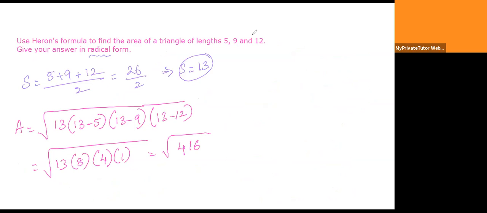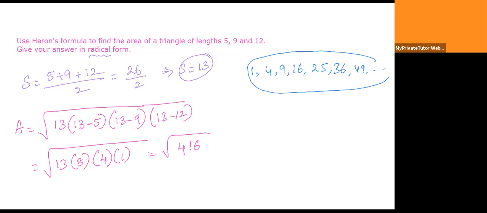What are the perfect square numbers for that case? 1, 4, 9, 16, 25, 36. These are the perfect square numbers. It goes on, isn't it? Which is nothing but 1 square, 2 square, 3 square, 4 square. All these values are called perfect square numbers, isn't it? So please check by what number you can divide the 416. Can anyone tell me? Joseph? Anna?